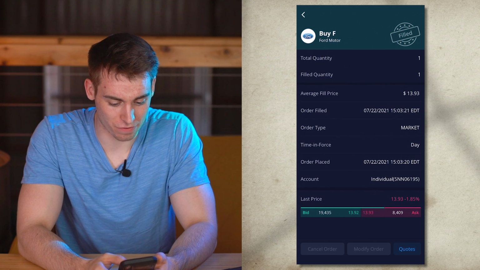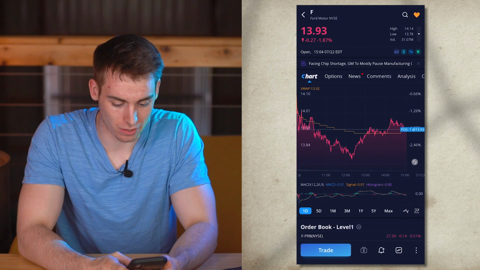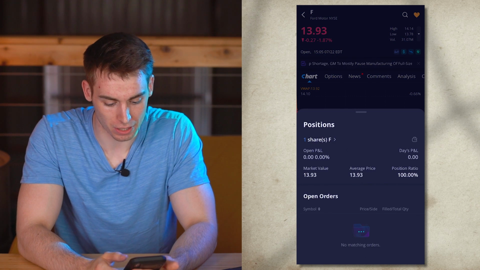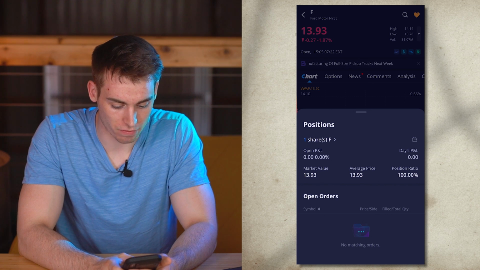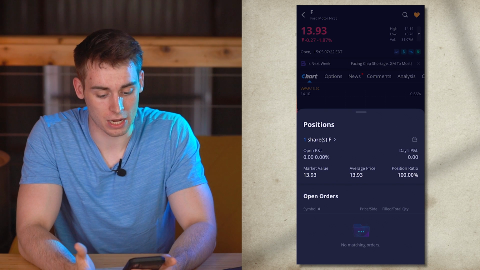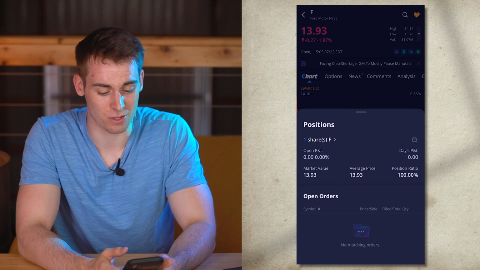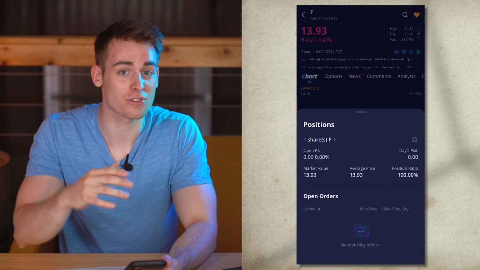If we actually go back to the Ford stock page, we can click this little money icon at the bottom right-hand corner, and this is going to show us the positions that we currently have on Ford. So we see we have one share of Ford. The market value is $13.39, and it hasn't changed, so there's no fluctuations in price, which is decent for the time being, but we'll see how this develops over time.